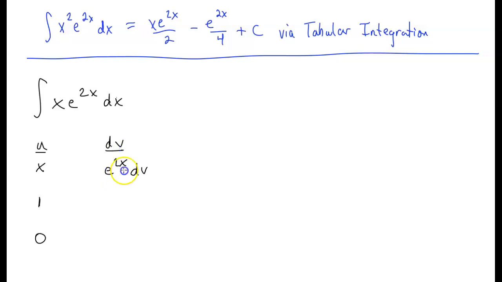Now, we know that we need to take the antiderivative of e raised to the 2x dx. If we do that, we know that we would just get 1/2 e raised to the 2x. If we did it again, we would get 1/4 e raised to the 2x. Okay.